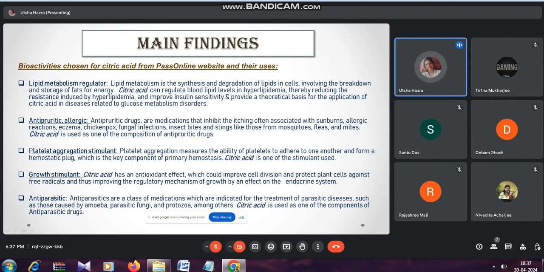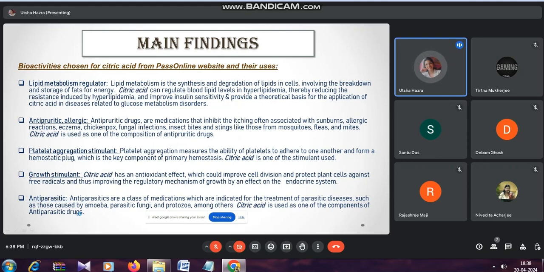Then we come to the last bioactivity of citric acid, the antiparasitic. Antiparasitics are a class of medications which are indicated for the treatment of parasitic diseases such as those caused by amoeba, parasitic fungi, and protozoa, among others. Citric acid is used as one of the components of parasitic drugs, and few evidences regarding the antiparasitic bioactivity are still missing. Further research can be carried out on this activity.